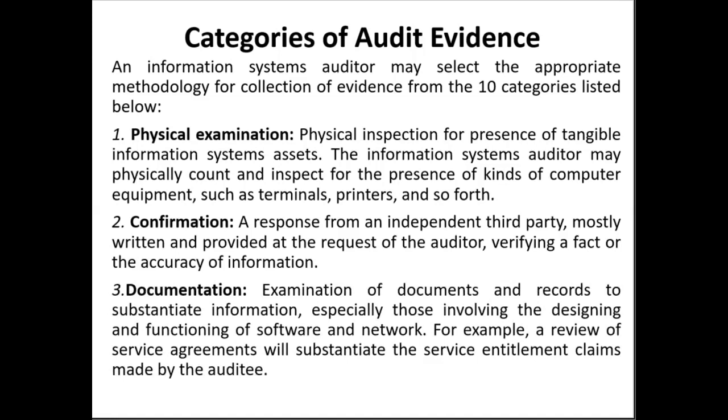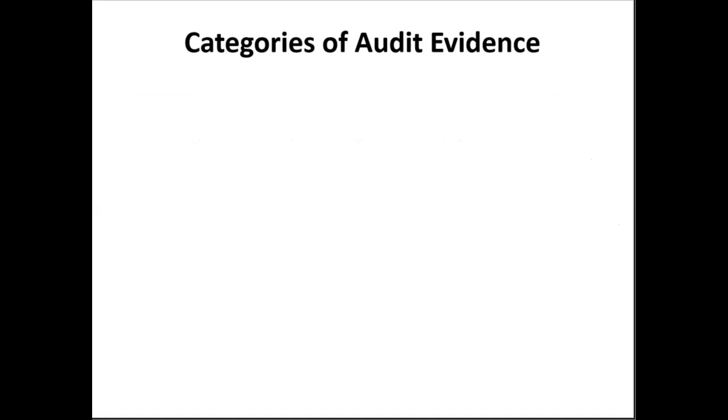Then we also have observation. And this involves observing the conduct of specific activities as they are being carried out within the organization. For example, the auditor may verify whether a particular operation is performed under dual control. Two people are performing it, whilst one is doing this, the other is doing that. Sometimes observation may require corroborative evidence. So you've seen something going on here, and then maybe the auditor can ask follow-up questions to corroborate whatever he would have observed.